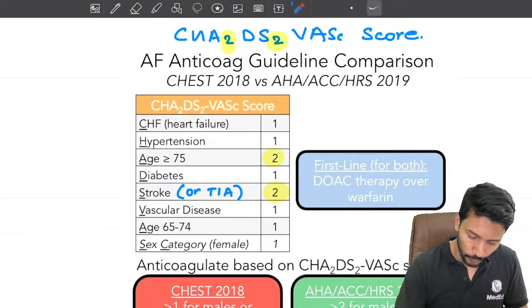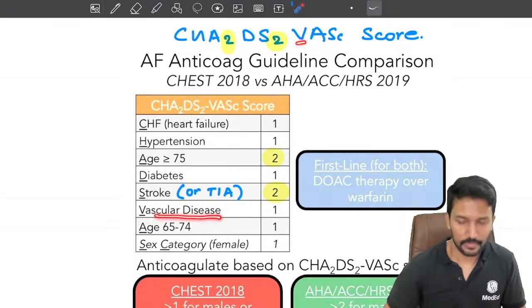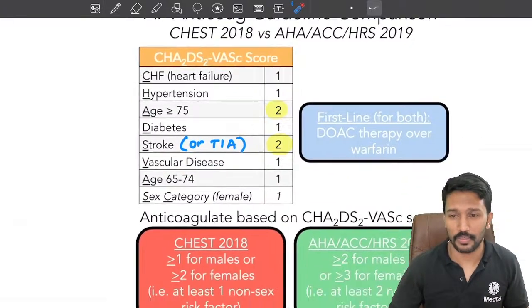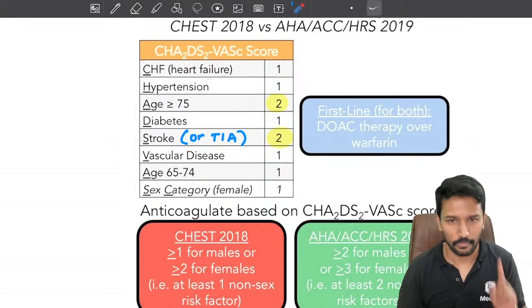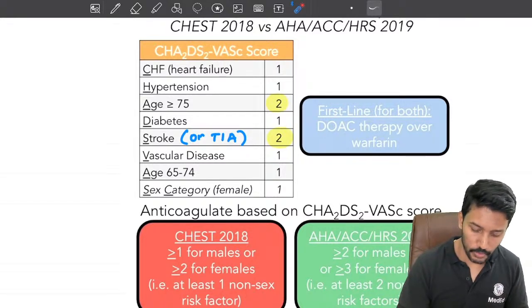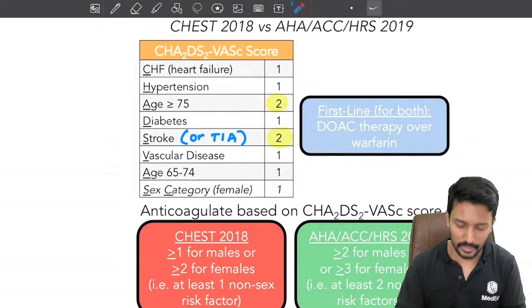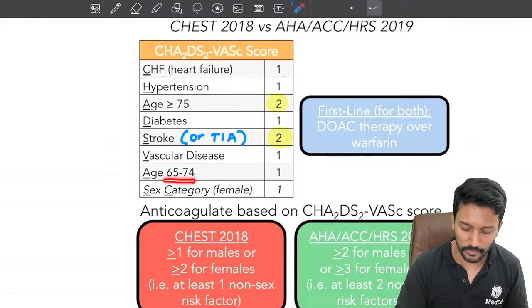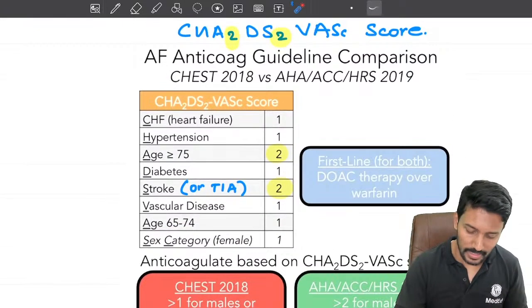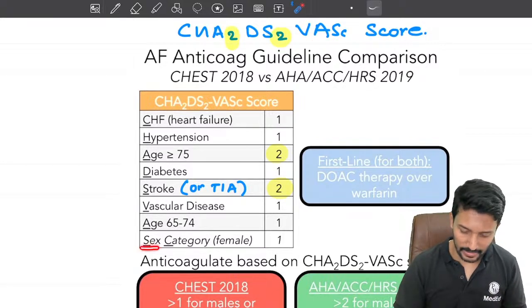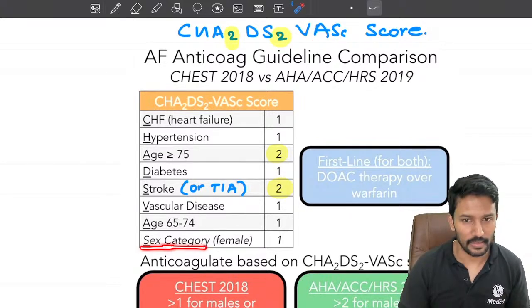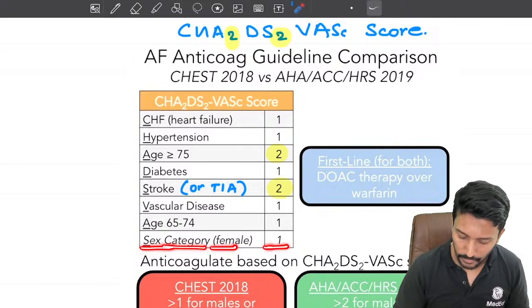And then V stands for vascular disease. If patient had a peripheral vascular disease, thromboangiitis obliterans or a carotid stenosis, 1 point. And if the age of the individual is not more than 75 but still on the higher side, like geriatric population 65 to 75, 1. So this A stands for age 65 to 75. Last one is sex category, right? If it is female, we give 1 point.